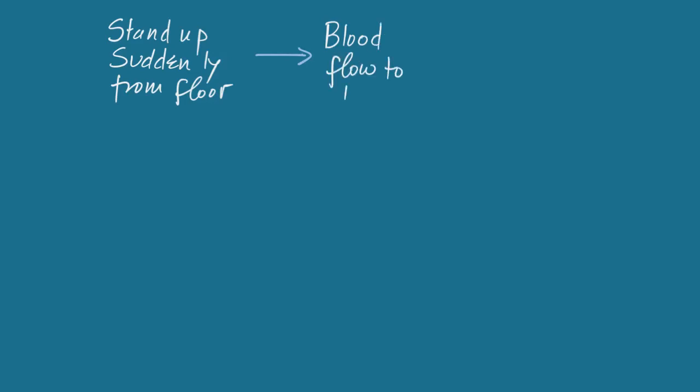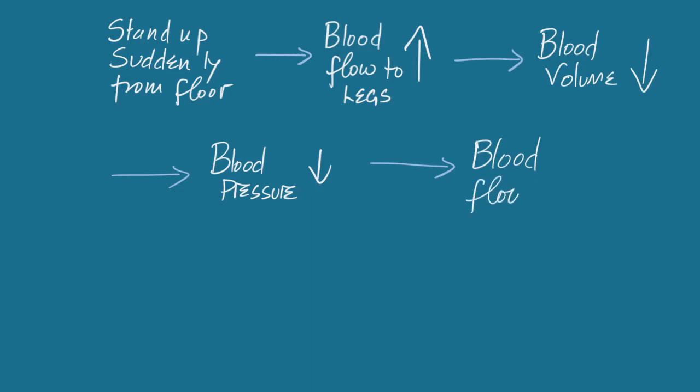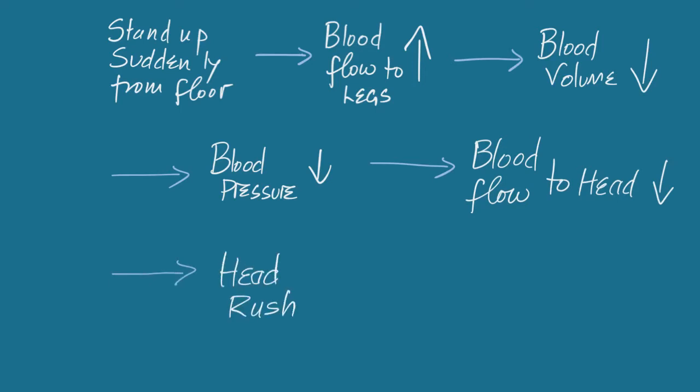Let's look at this in detail using a flow chart. You stand up suddenly. Blood rushes to your legs. So the blood flow to the legs, to your extremities, increases, and this causes blood volume to go down. So when blood volume decreases, blood pressure decreases as well. There is not enough pressure to pump a sufficient amount of blood to the head momentarily, just for several seconds. This causes a head rush or a feeling of lightheadedness.